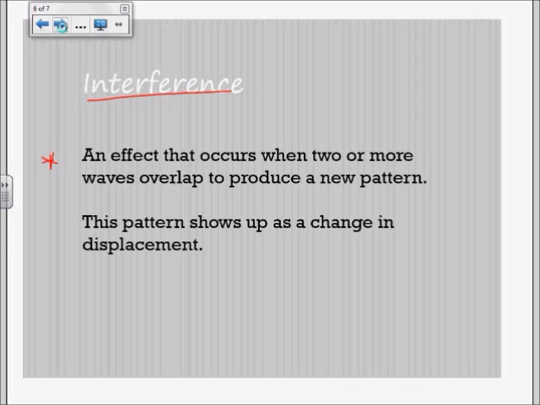Here, a statement which you should be putting into your notes: an effect that occurs when two or more waves overlap to produce a new pattern. So if you think about the examples that we've looked at so far, we've seen pulses overlapping, and at the point of overlap, there is a new shape, a new pattern produced. And this pattern shows up then in the fact that the displacement at different points changes.